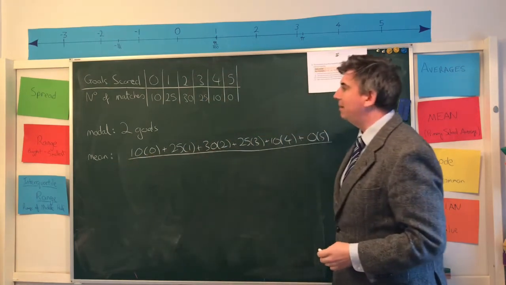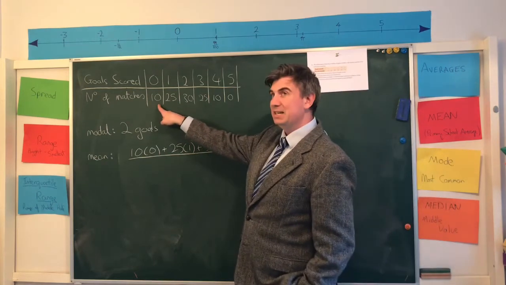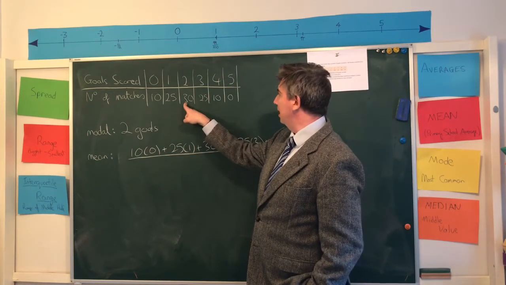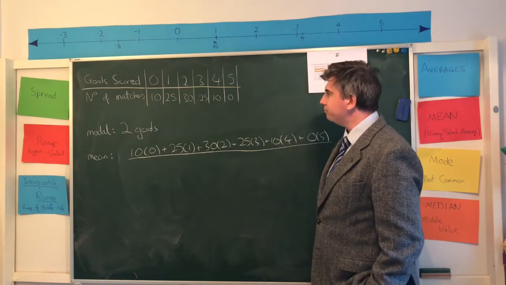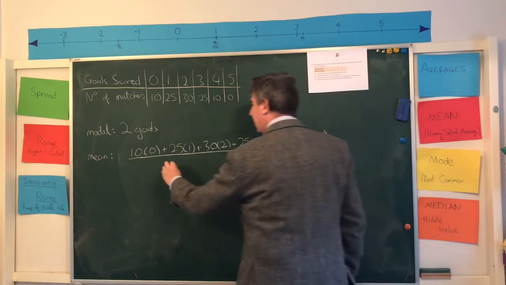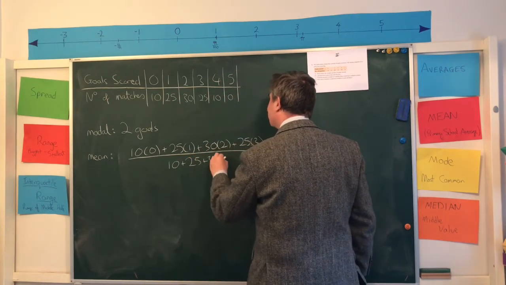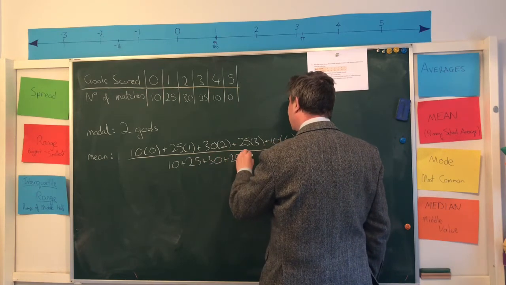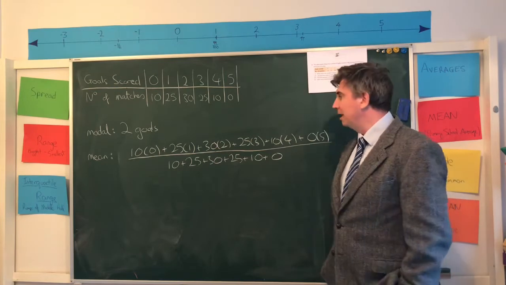So how many matches were played? Well, there were 10 matches played here, 25 matches, 30 matches. So how would I find out how many matches there were in total? Yeah, I'm going to add all of those numbers together, right? Because I'm going to add 10 matches onto 25 matches, onto 30 matches, onto 25 matches, onto 10 matches, onto 0 matches. So that will tell me how many matches were played.